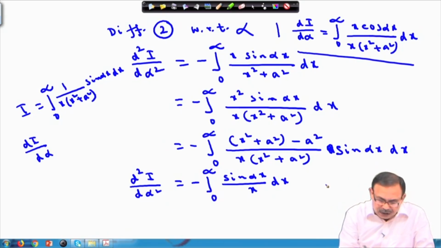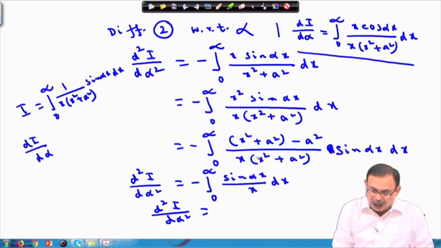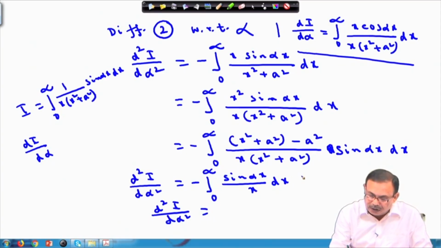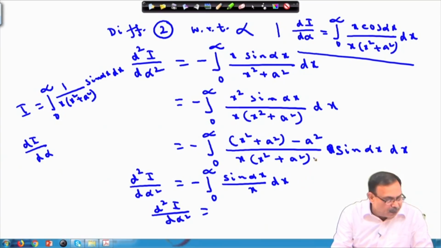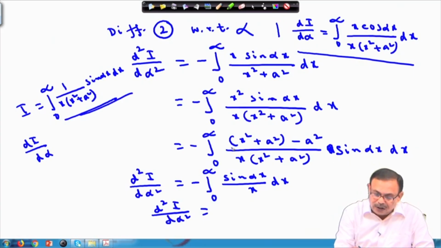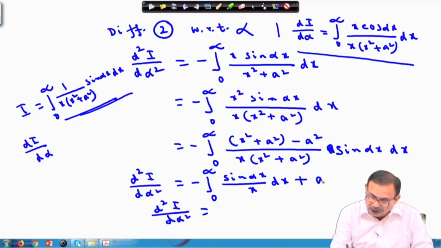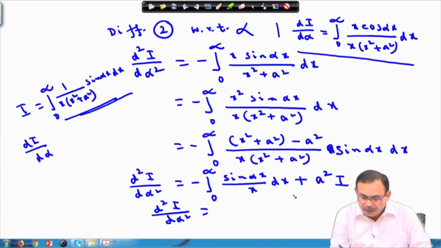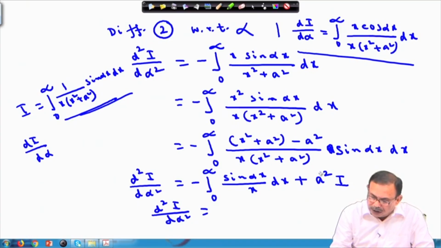So, once I am getting this, from here d 2 I d alpha square, I have written as sin alpha x minus alpha into dx, plus the term was minus minus plus. So, plus 0 to infinity a square by x into x square plus a square into sin alpha x dx. So, a square into the given integral is nothing but this integral I, a square into 0 to infinity sin alpha x by x into x square plus a square. So, you can write down this one as a square into I. So, I got this thing. So, this is equals a square into I, because this integral is this.